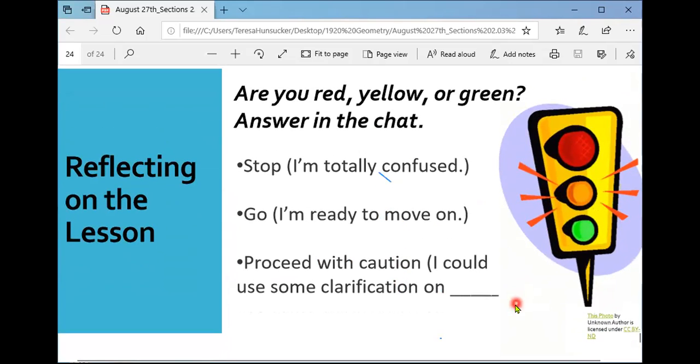All right, so now I'm going to send you a PDF. In the chat, tell me, are you yellow, red, or green? Stop, I'm totally confused. That would be a red. Go, give me a green in the chat. Proceed with caution, you need some clarification: give me a yellow. All right, folks, everybody, give me a green, yellow, red, whatever you're feeling right now. All right, looking pretty good.